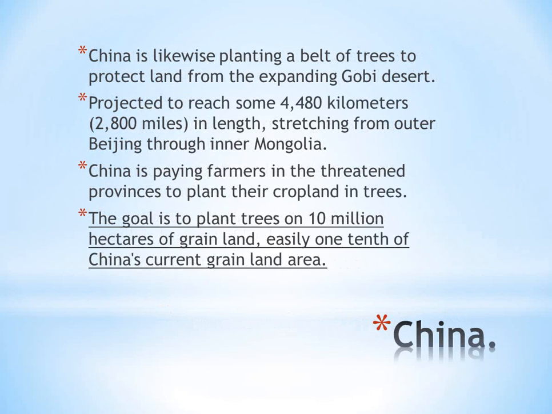China. China is likewise planting a belt of trees to protect land from the expanding Gobi Desert. Projected to reach some 4,480 kilometers, 2,800 miles, in length, it stretches from outer Beijing through Inner Mongolia. China is paying farmers in the threatened provinces to plant their cropland in trees. The goal is to plant trees on 10 million hectares of grainland, easily 1/10 of China's current grainland area.